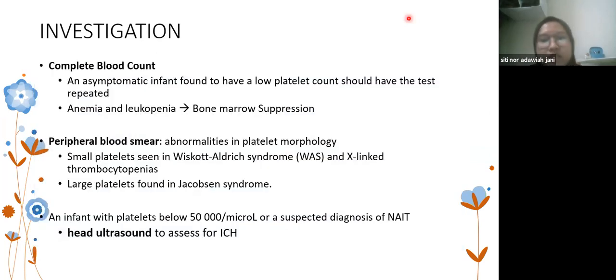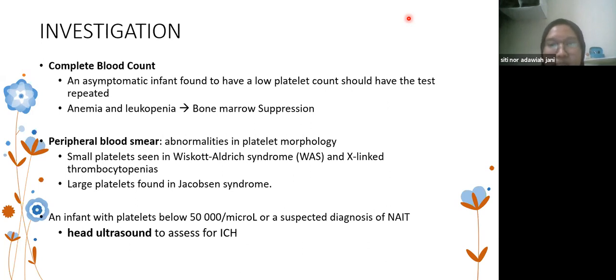This is basically the overall investigation if we suspect the baby has thrombocytopenia. First is a complete blood count. An asymptomatic infant found to have a low platelet count should have the test repeated, and decreased counts of multiple blood lines should prompt consideration of an infiltrative disorder of the bone marrow, like anemia or leukopenia. We can suspect bone marrow suppression. In general, no further diagnostic testing is needed for a patient with mild thrombocytopenia or those with moderate thrombocytopenia due to placental insufficiency. So they only need a complete blood count.